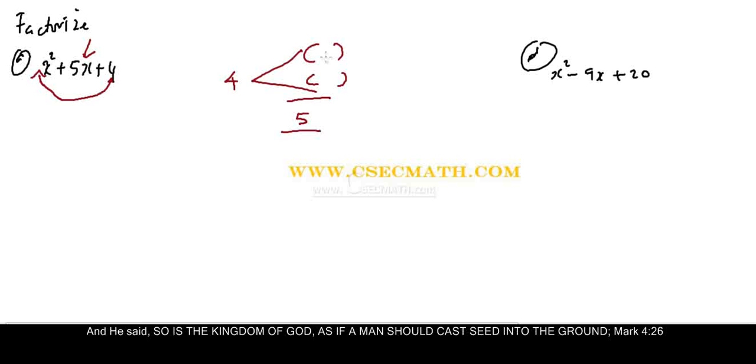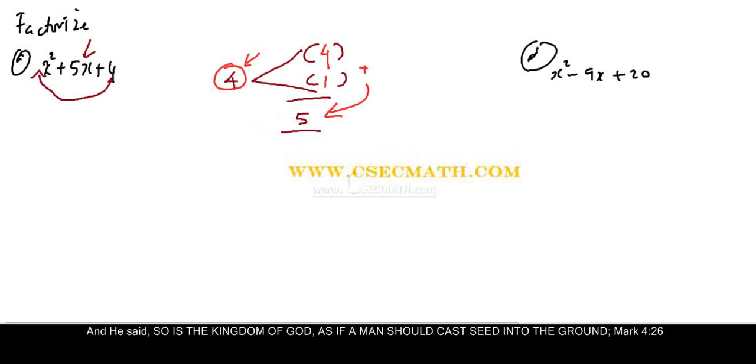Now my next task is to choose two numbers so that the product of those two numbers would give me the number 4 and their sum would give me the number 5. So clearly I know that 4 multiplied with 1 would give me the number 4. Also 4 added up with the quantity 1 would give me the number 5.